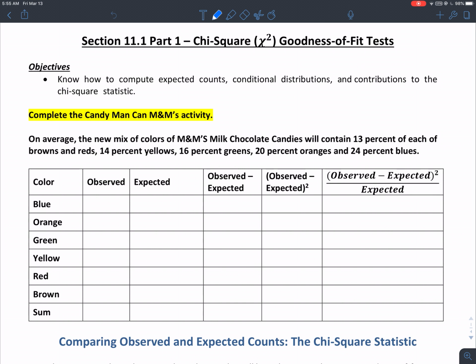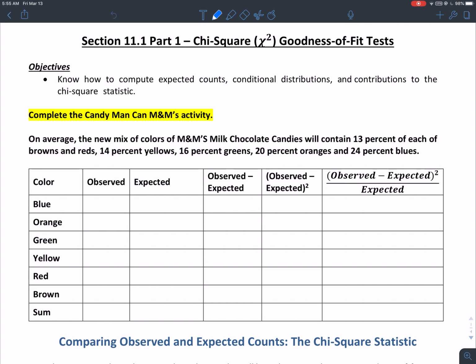Okay, so let's talk about chapter 11.1, part 1. We're still going to be talking about hypothesis testing. Chapter 9 introduced hypothesis testing. In Chapter 10, we did confidence intervals and more hypothesis testing. Chapter 11 is hypothesis testing, but it's a different type of hypothesis test.